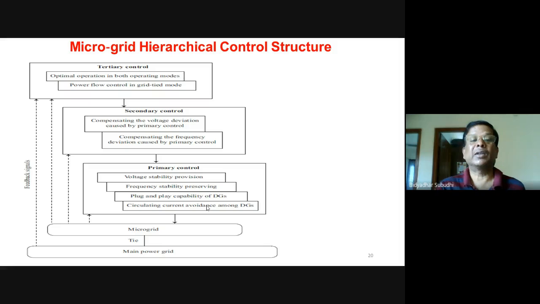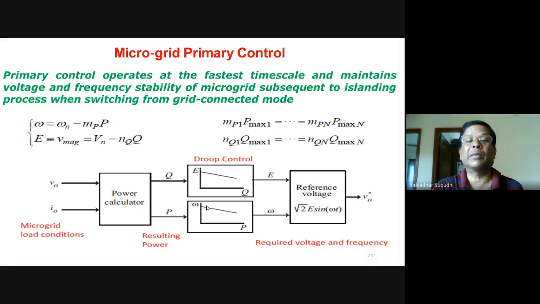And the secondary control basically compensates the deviation that is being caused by the primary control, for both the voltage and frequency. And the tertiary control is important for optimal power operation in both the modes, for the grid connected as well as the islanded mode, and power flow control in the grid tied mode. So these are the different controls that are happening in a hierarchical control of a microgrid.